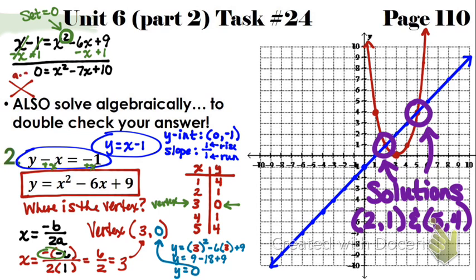I multiply a and c together. What is a times c? 10. Down on the bottom, it needs to add to my b term. What's our b term? -7. What multiplies to 10? 5 and 2, but I want it to add to -7. -5, -2. And then I'm going to do my area model.